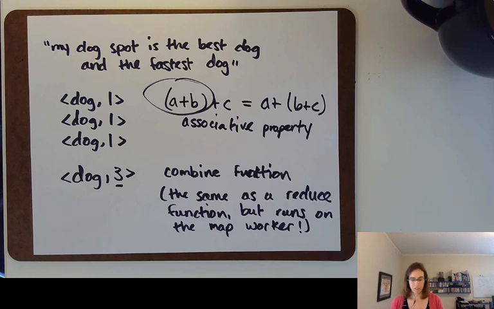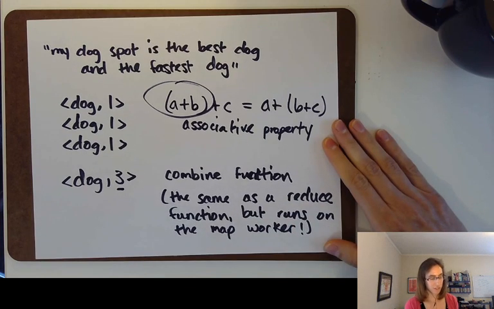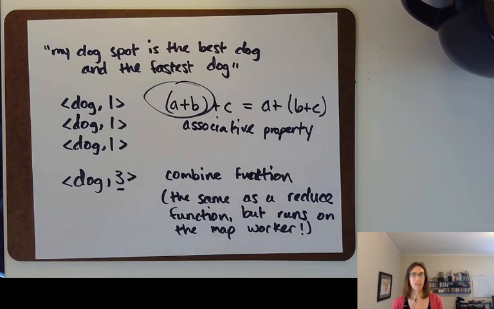Now, it might not necessarily be the case that every reduce function is associative this way. And so if that's true, then you can't do this optimization. But for something like word count, you certainly can. Questions about that?